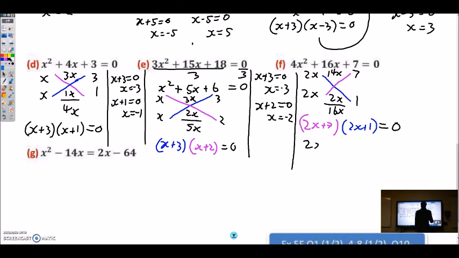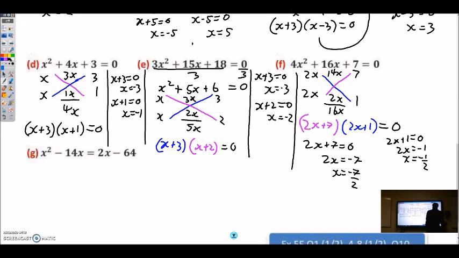This means that 2x plus 7 is equal to 0. If I take 7 off both sides, 2x is equal to negative 7. If I divide by 2, x is equal to negative 7 on 2. That is one solution. Alternatively, I have 2x plus 1 is equal to 0. If I subtract 1, we get 2x equals negative 1. And if I divide by 2, x is equal to negative 1 on 2.